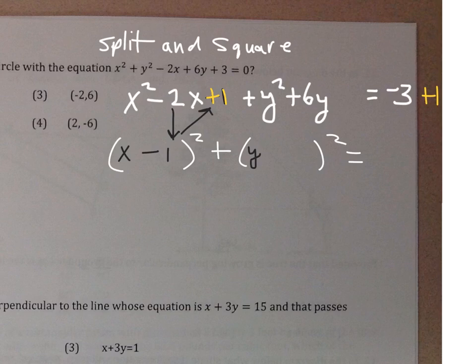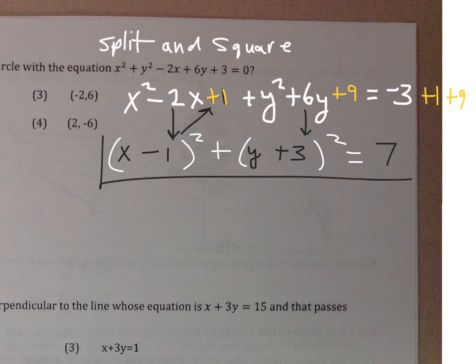I do the same thing with the 6. The 6 split in half is a 3, and 3 squared is 9. So I'm going to have to add 9 to this side of the equation and also add 9 to the other side as well. So on the right hand side of the equation I get 9, 10, I get 7. And now I've got the equation organized where I can just read what the center is and the radius is.